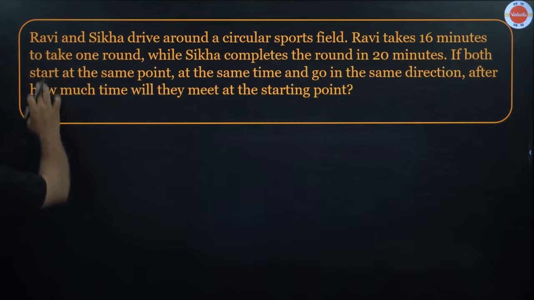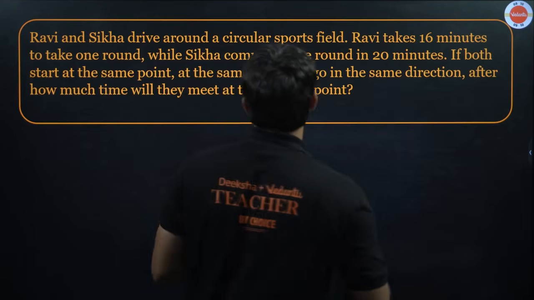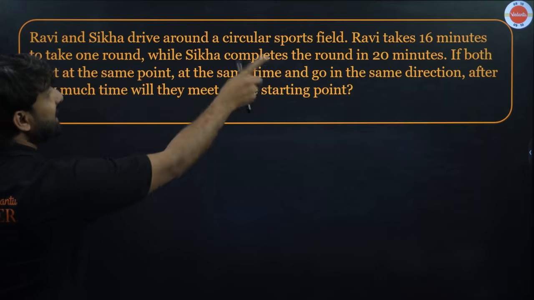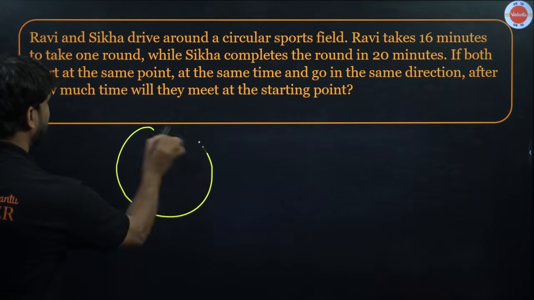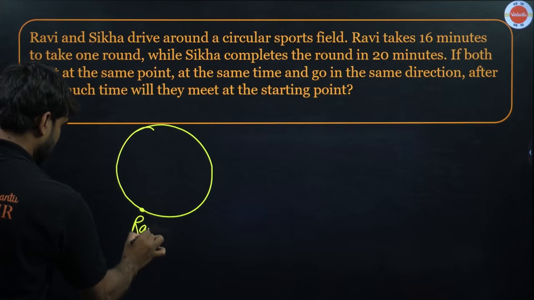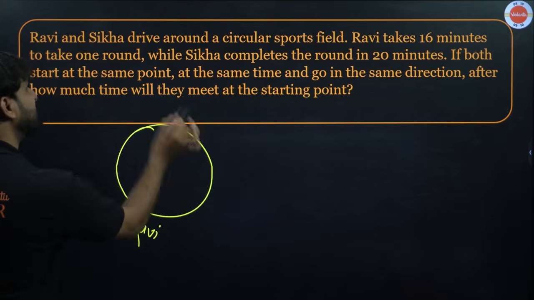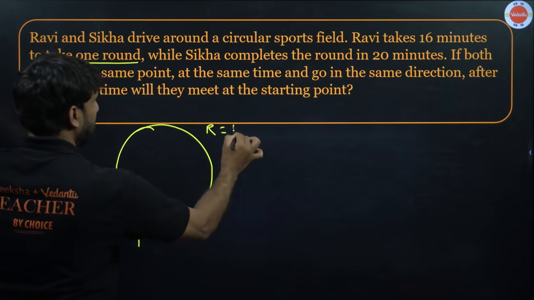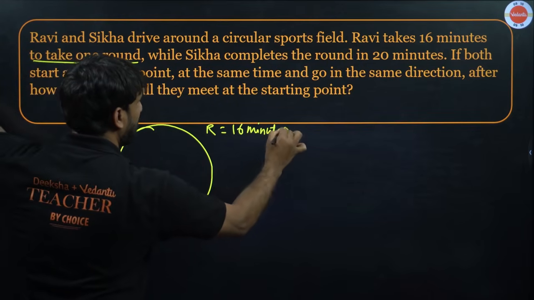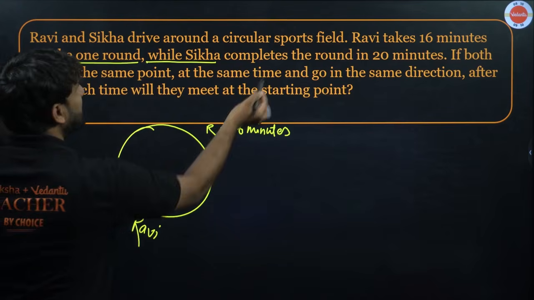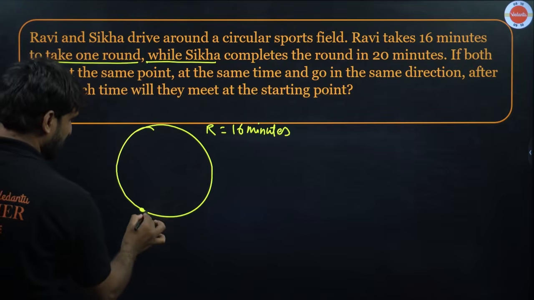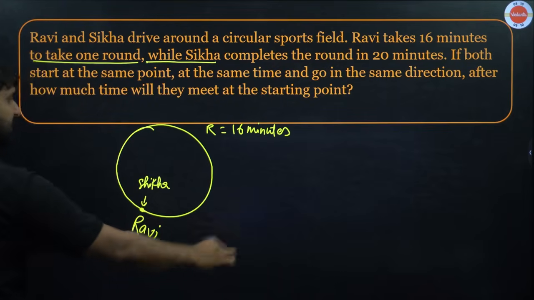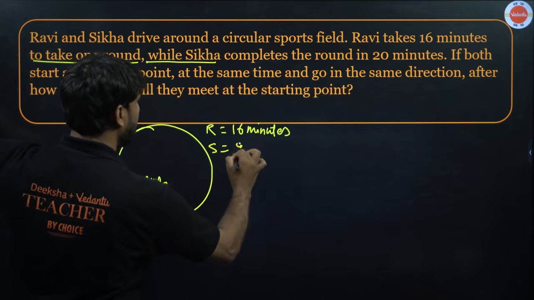So the first question is, Ravi and Shikha drive around a circular sports field. Ravi takes 16 minutes. So there is a circular field. Here is Ravi. Ravi is moving on the circular path and is taking 16 minutes to complete one circle. While Shikha completes the round in 20 minutes. Let's assume Shikha is starting from the same point, and she completes one circle in 20 minutes.